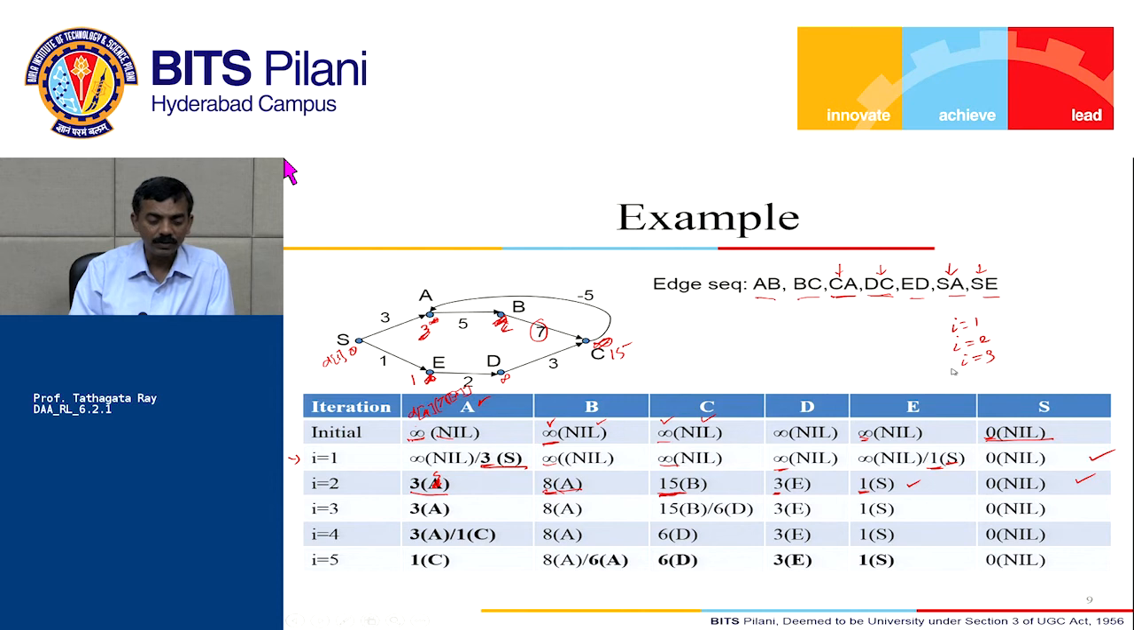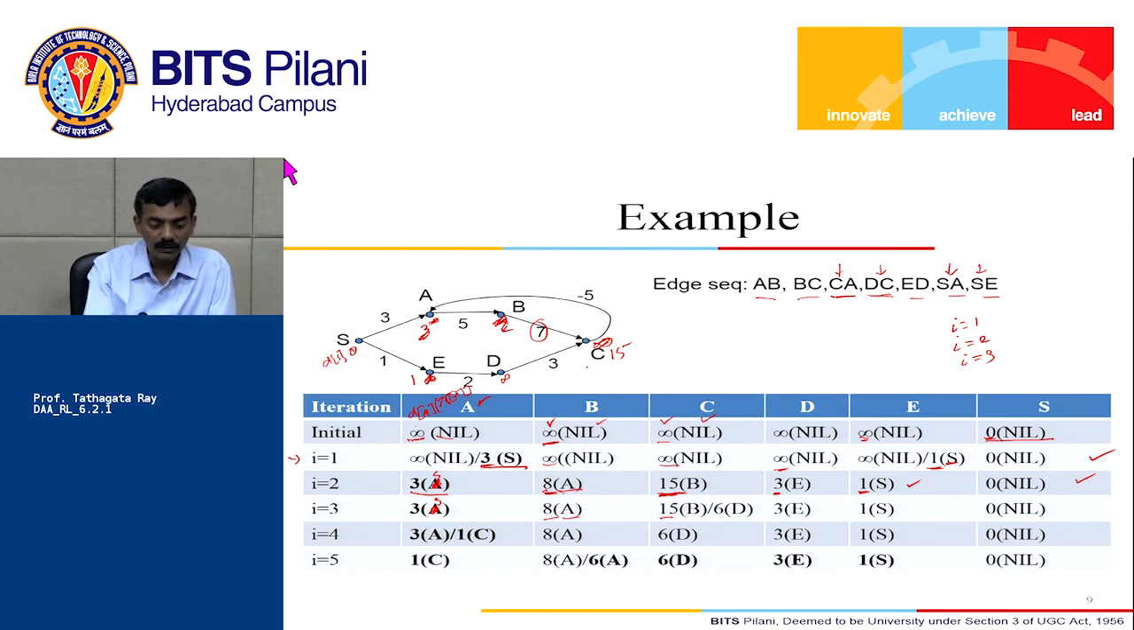Now when I becomes 3, what happens? Again you go through the same sequence A, B. Now A is already 3. 3 plus 5 is 8. So B remains at 8. Okay, parent is still A. This should be S. Okay. BC. B is 8 plus 7 is 15. So nothing changes. Okay. So it remains at 15. Then CA. Now C is 15 minus 5 is 10. So A remains unchanged. DC.